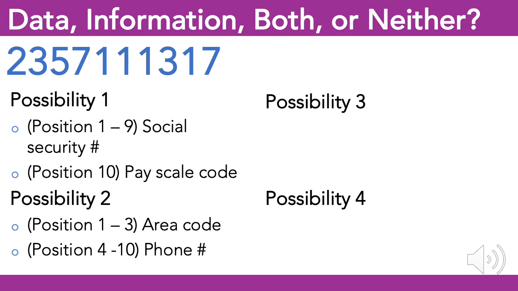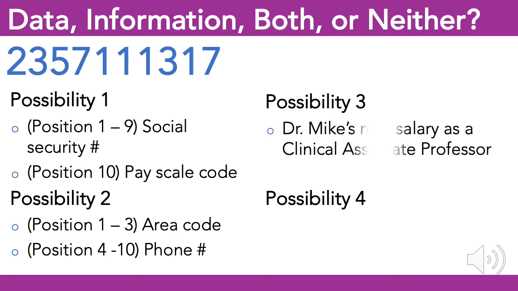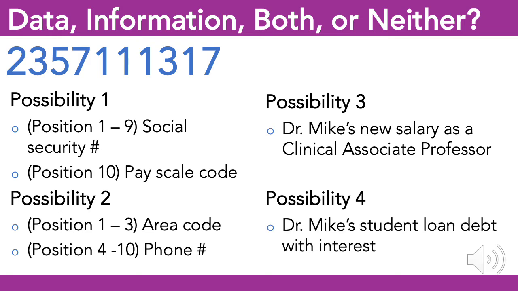So I guess I've also answered the question, you know what, this is probably data, but I don't want to say 100% for sure. But what this is capturing here, it's possible that this is Dr. Mike's new salary as a clinical associate professor. Probably not, though. Probably not. And possibility number 4 could be my student loan debt with interest. That one is seeming a lot more likely. A lot more likely.